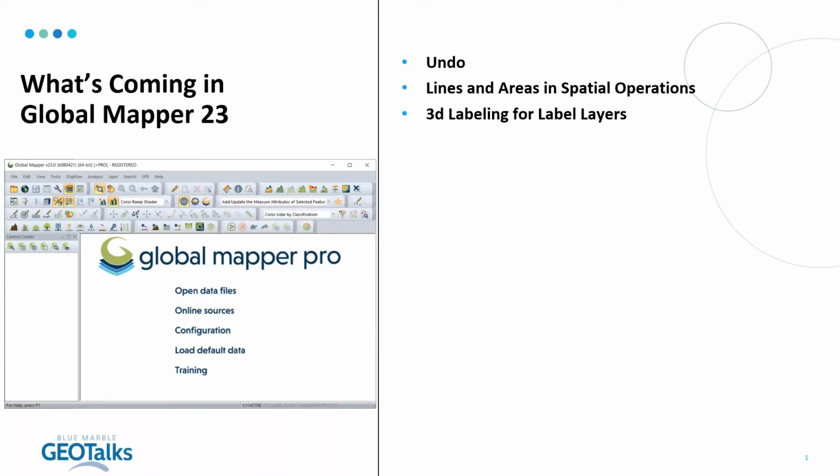Our 3D labeling has been functional for a while. We could slap a label down on the terrain and things like that, but they haven't been particularly attractive. There's going to be a new option for label layers specifically. You can create a label layer for your data, and there are two options for how to display those in 3D.